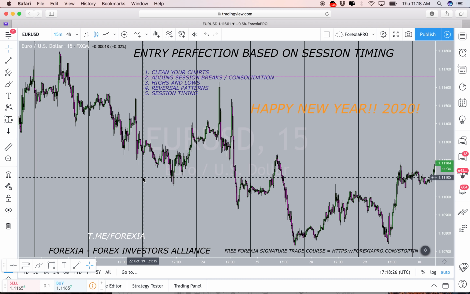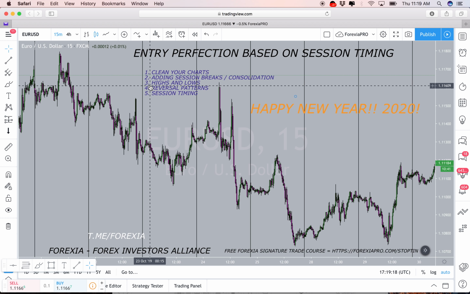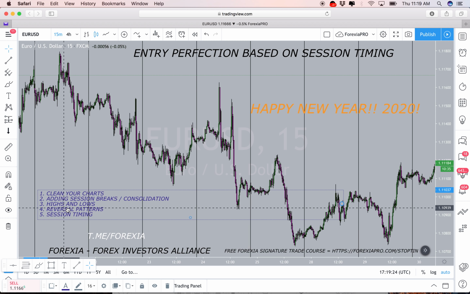Rule number one is always going to be clean your charts. I don't want any of you guys to be overlaying your charts with a bunch of indicators, RSI, MACD, Bollinger Bands. You could name hundreds if not thousands. I think there are more indicators that exist than professional traders, people that actually can trade. So let's clean our chart off and start with a clean slate so that we can understand market structure that much better. We're going to be going over the highs and the lows, reversal patterns, and session timing to finish it all off.